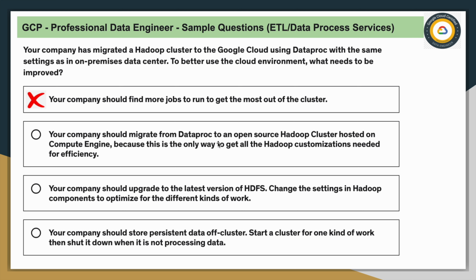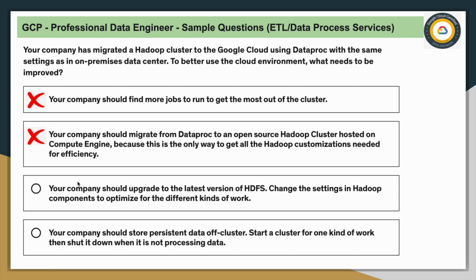Second option, your company should migrate from Dataproc to an open source Hadoop cluster hosted on Compute Engine, because this is the only way to get all Hadoop customization needed for efficiency. This is wrong, because Dataproc itself is best suited for all your Hadoop and Spark workloads. It is already optimized for all the use cases. Then why do you want to install your Hadoop cluster on Compute Engine on the cloud? So we can ignore this option.